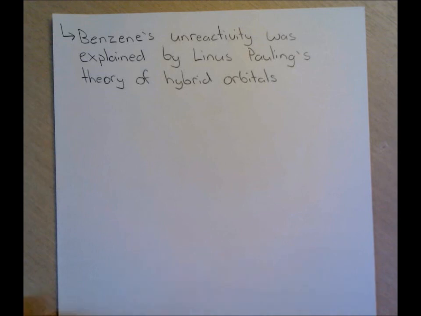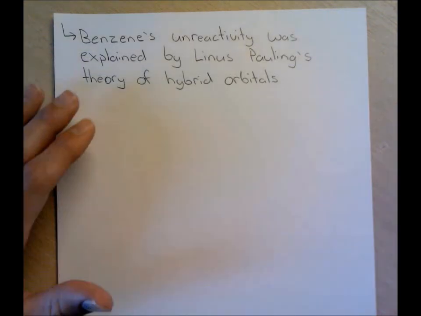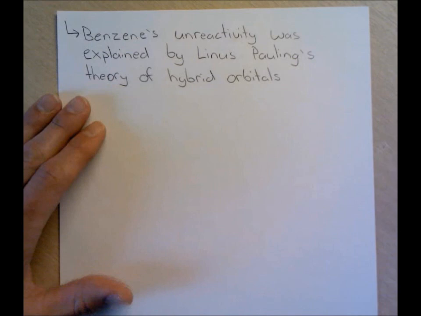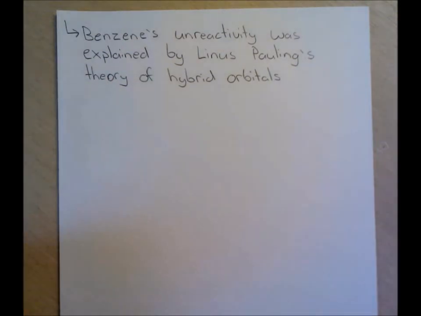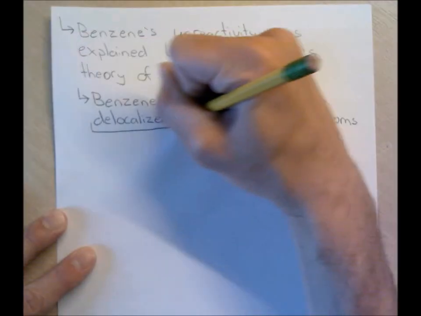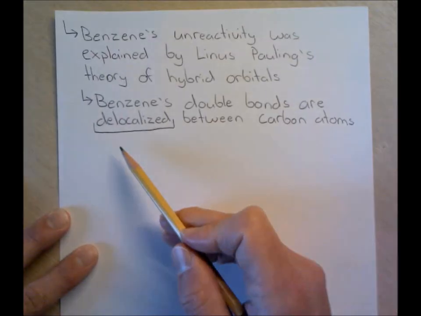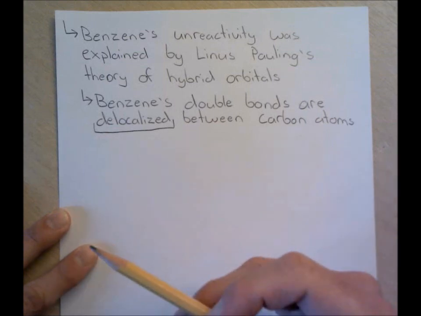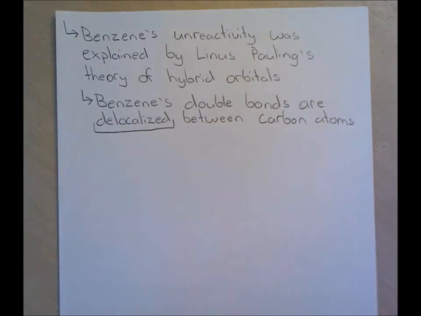But what his theory here, the hybrid orbital theory, did is he said that benzene's double bonds are delocalized between carbon atoms. Now, this term delocalized, I'm going to box it in here. When we talk about this term delocalized, what we are saying is that the electron pairs are shared among all 6 carbons in that ring structure of benzene.